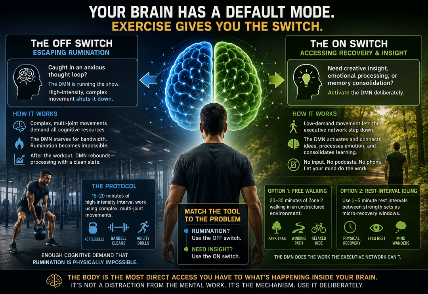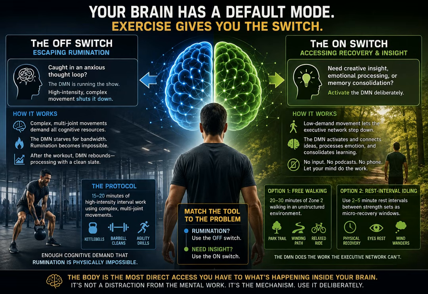High-intensity exercise using complex, multi-joint movements solves this. Movements like kettlebells, burpees, agility ladders, and coordination-heavy drills force the central executive network to hijack all available cognitive resources. The default mode network starves from a lack of processing power. There is simply no bandwidth left for the rumination loop.